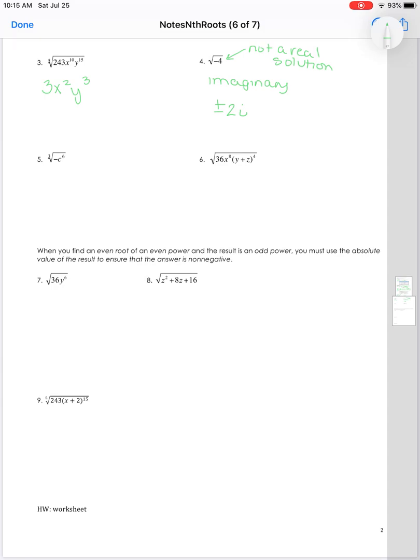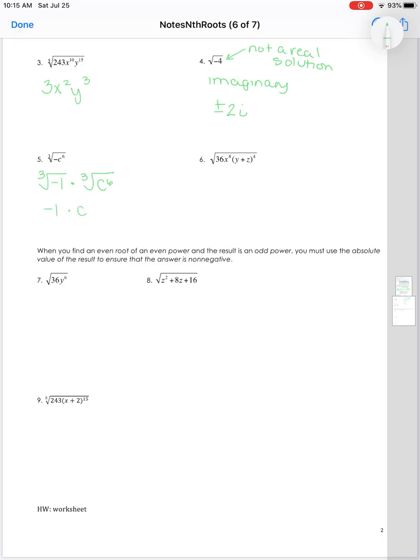Now for number 4. You have a negative underneath, so this is not a real solution. We know that this is imaginary. But just to solve it, because we have done this already, you would get plus or minus 2i for that one.